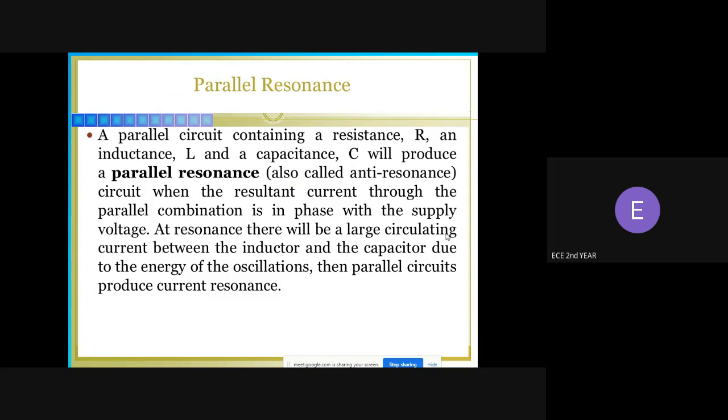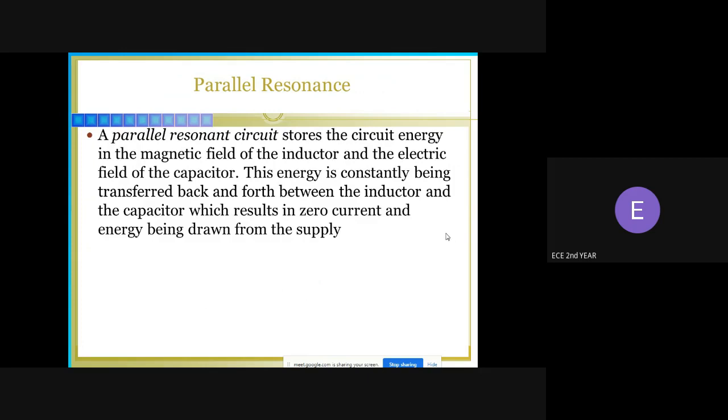That is, current is circulating, but in a series circuit the voltage is transferring. So the parallel circuit produces the current resonance. A parallel resonance circuit stores the circuit energy in the magnetic field of the inductor and the electrostatic field of the capacitor. This energy is constantly being transferred back and forth between the inductor and capacitor, which results in zero current and no energy being drawn from the supply.